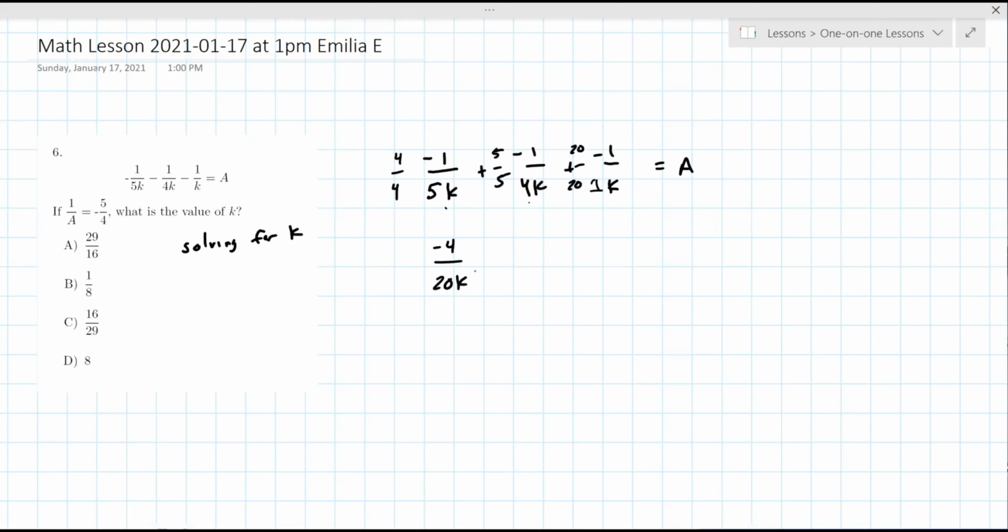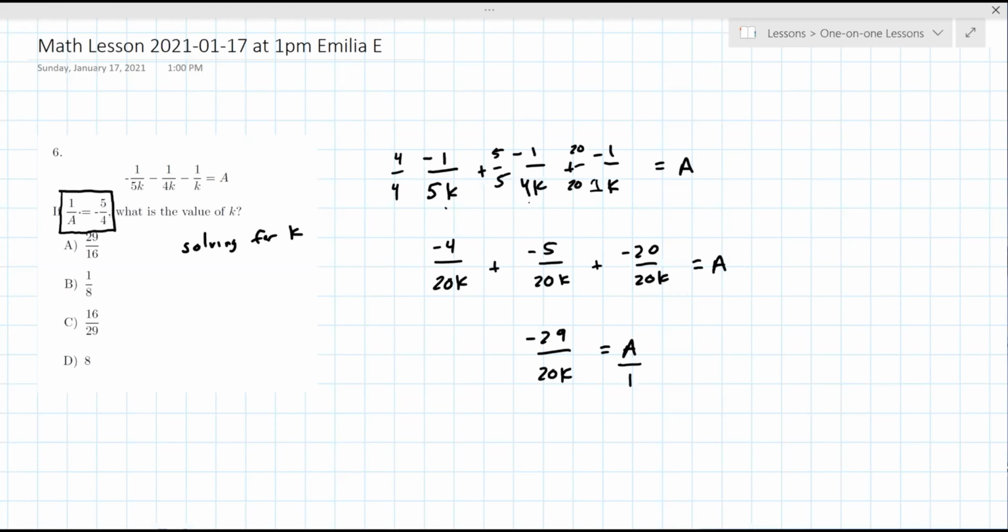-4 over 20k plus -5 over 20k plus -20 over 20k equals a. So we're in good shape here. The top becomes -29 over 20k equals a. When you look at the answers, you can see a couple of them already have the 29s in there, so we're kind of on the right track with that. This information that I'm boxing in here, how can we use that to solve for a? Plug that in. Plug in -5/4.